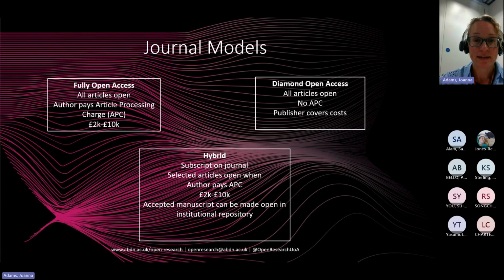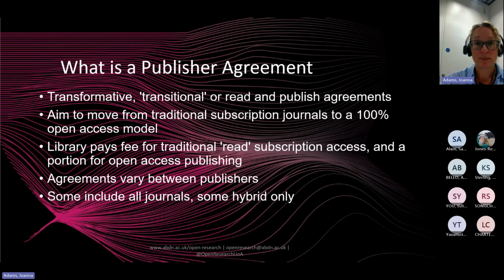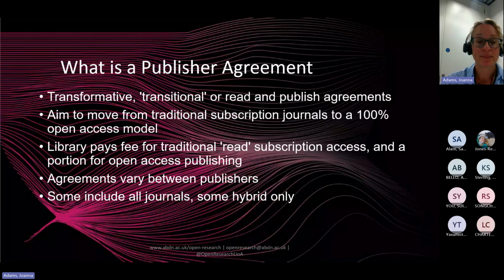Now, one of the other things that we're doing is the publisher open access agreements. They're also known as transformative, transitional, or read and publish agreements. So they might have a different name, but they all do much the same thing. And the aim is that we will move away from the traditional subscription model to a fully open access model for all of these journals.